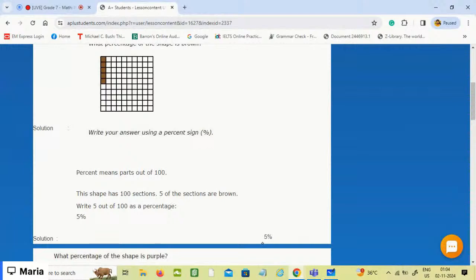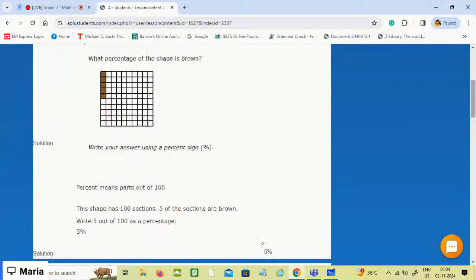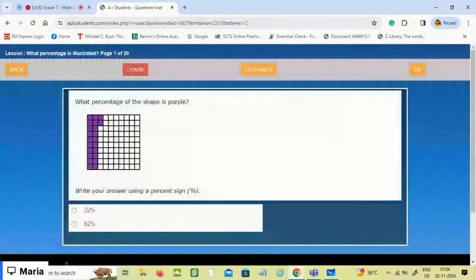Let's just start with the test questions. What percentage of the shape is purple? So let's just count the squares that are colored, right? So two rows are colored, each row represents 10. 10 and 10, 20 and 2, 22. So that means 22% of the shape is purple. 22 out of 100 means 22%. Option number 1 is the correct option.